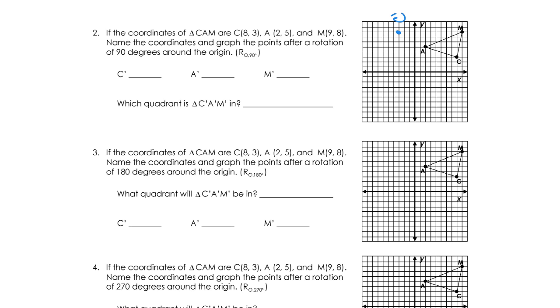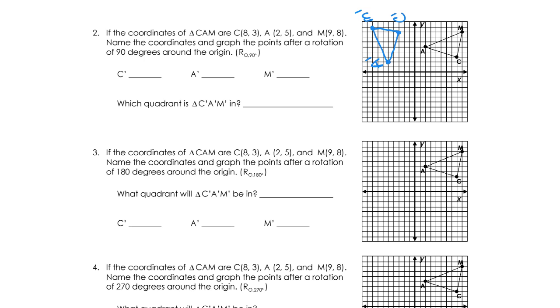Then we're going to find 2, 5, put a dot, call it A prime. And then find 9, 8, put a dot, call it M prime. We can connect our points, and then we're going to rotate our paper back. So now we're going to turn it to the left.